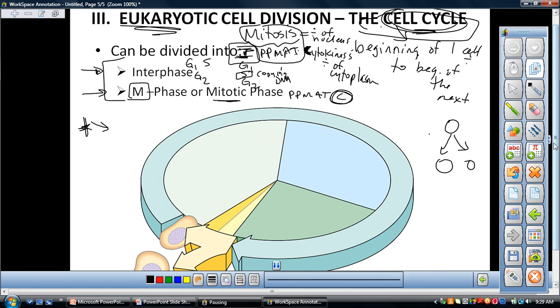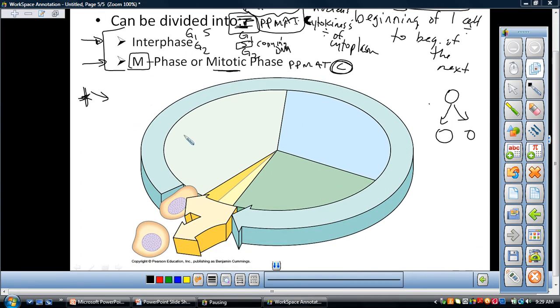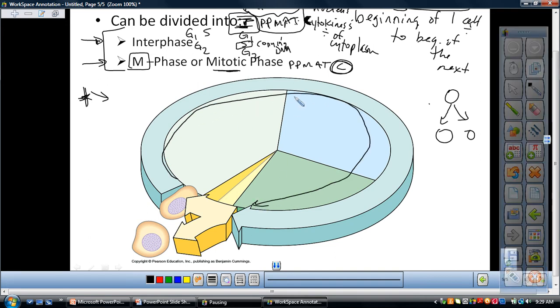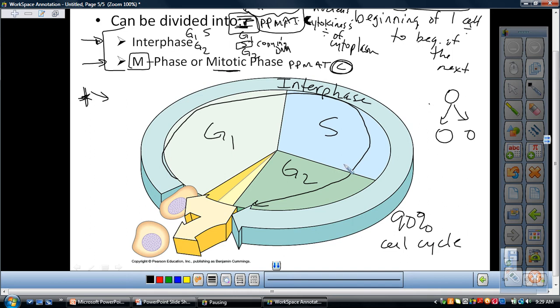So if you look at your diagram, let's kind of break this up a little bit. From here, all the way around, over to here, that entire thing is interphase. So I'm going to label it like that. Within that, we go G1, S, G2, like that in the cycle. Now guys, I know this may not be drawn to scale. I think they tried to, but that is 90% of the cell cycle the cell spends in interphase, which has three subphases.